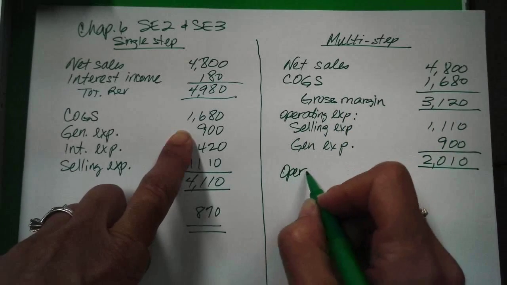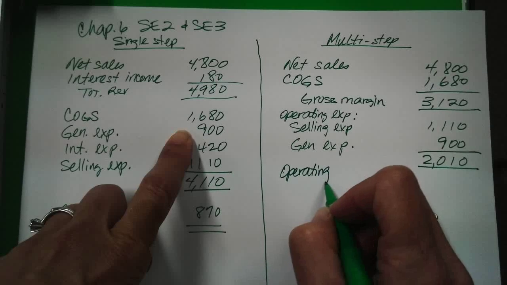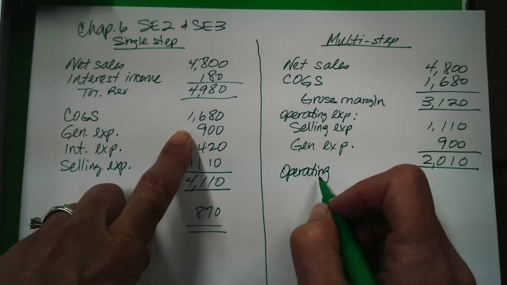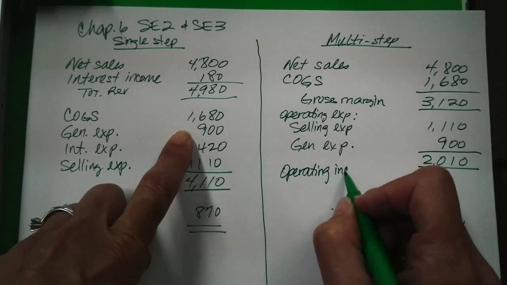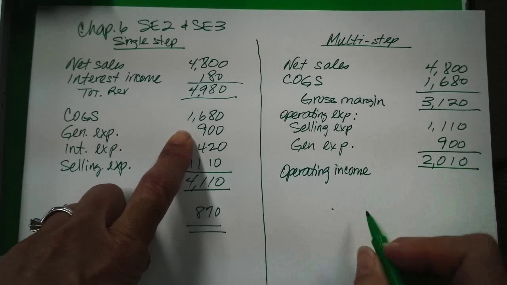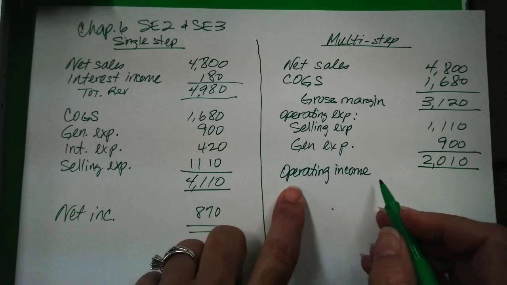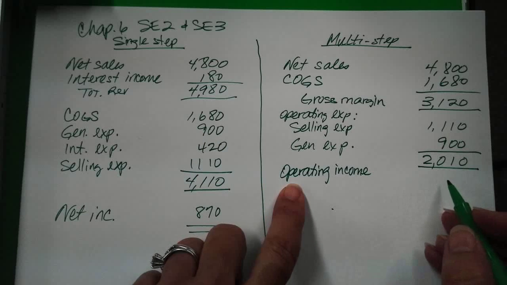This is operating income, operating profit, operating margin. You see it different ways. Or income from operations. Operating income and income from operations are the same.